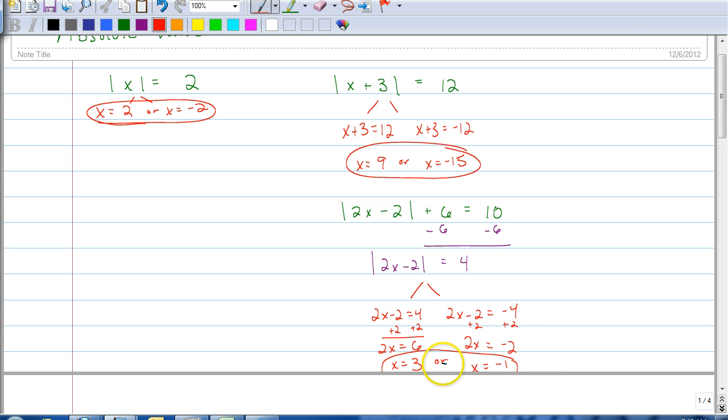Again, you should be in the habit of checking your answers. Put 3 in here. 2 times 3 is 6. 6 minus 2 is 4. The absolute value of 4 is still 4, plus 6 gives me 10.